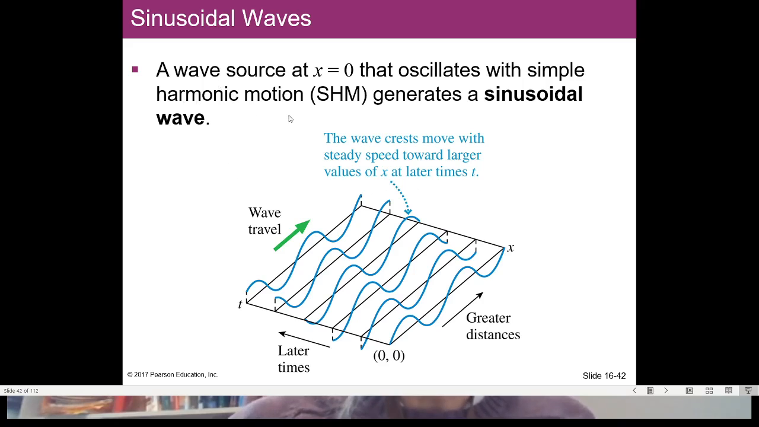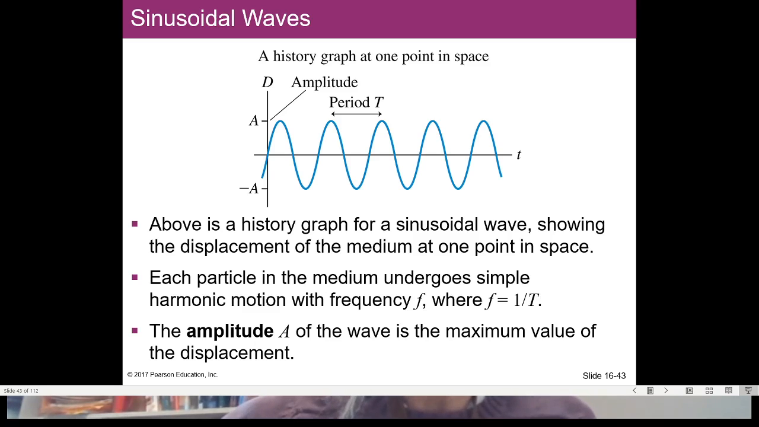If this is a harmonic wave, then these oscillations here look like a sine or a cosine. Okay, so here we have a sine function. Here's the amplitude as a function of time, and this is therefore a history graph because it's d as a function of t. We could also have a snapshot graph, which would be d as a function of x. If it's a sinusoidal wave, it's going to look like a sine in either x or t. In other words, it's a sine function of both x and t.